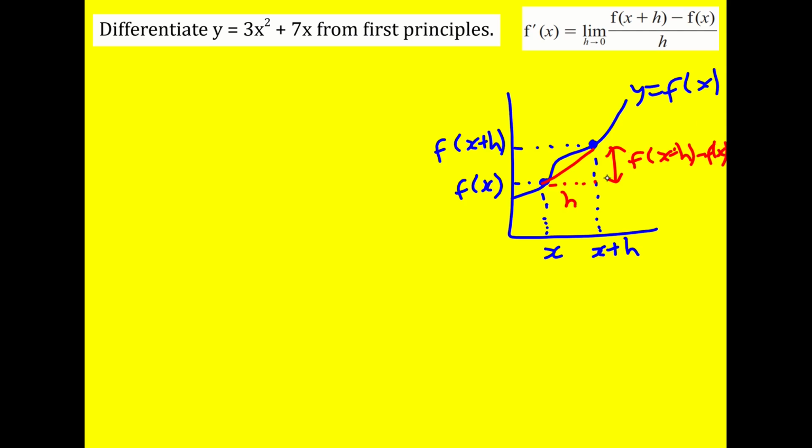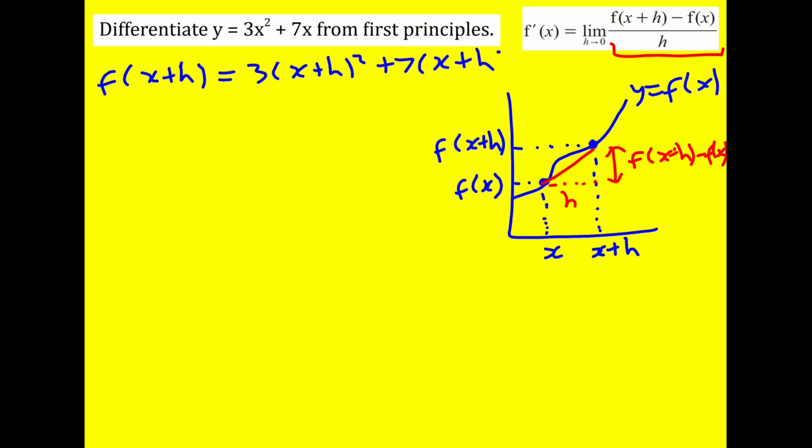Okay, and that rise over run is then this bit, but then we say the point's getting closer and closer to the other one, so we have to let h approach 0. Very fancy equation, very important equation. Just reminding you about it. So here I've got f of x. So f of x plus h is going to be 3 times x plus h squared plus 7 times x plus h.